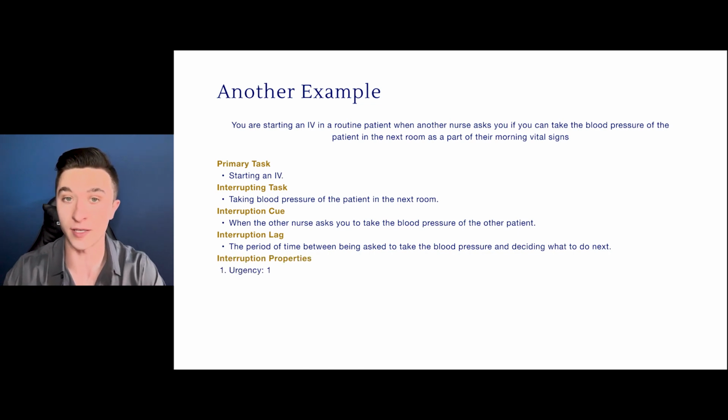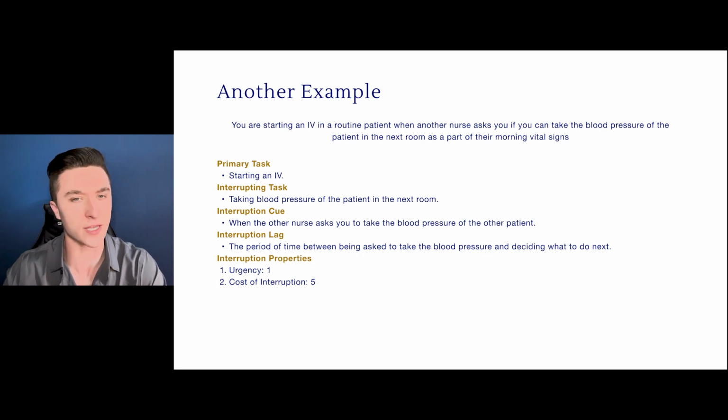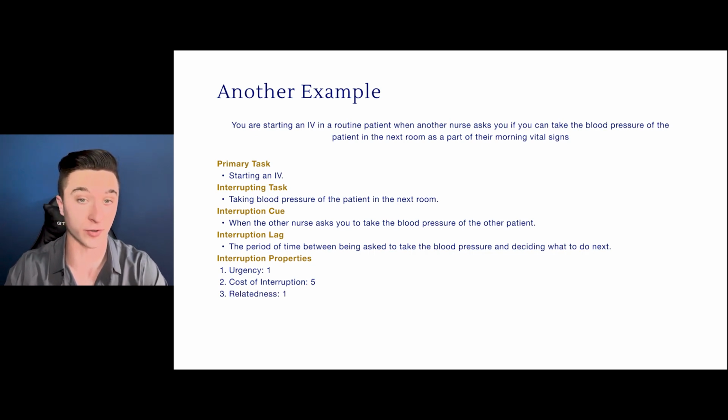So urgency, taking blood pressure definitely needs to get done this morning, but it can also definitely wait until you're done administering your IV. So urgency is going to be like a 1 or a 2. COI, right? Pausing your IV process could be very detrimental, but there are definitely situations that you could imagine where you might have to interrupt this task for something more important. So COI is about a 5 here. Definitely pretty good, but not the most important task in the entire world. And relatedness. So it is not possible to check the blood pressure of another patient while starting an IV on the current patient. 2 different patients, 2 different rooms, can't do it. Relatedness is going to be a 1.